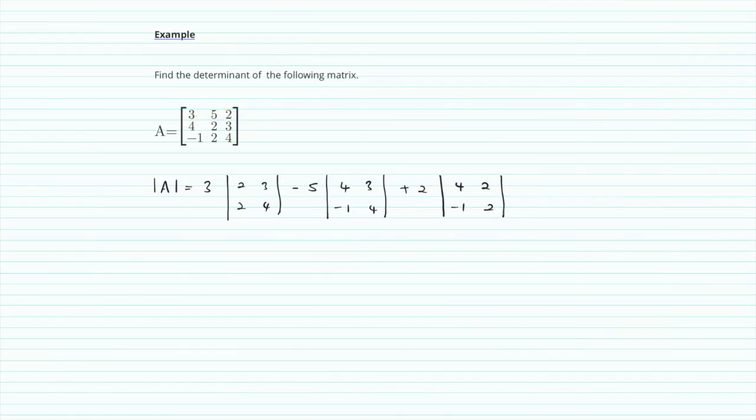Next, we just simplify the calculation by finding each of the cofactors. We have 3 times 4 times 2, which is 8, minus 3 times 2, which is 6, minus 5 times 4 times 4, that would be 16, minus negative 3, that would be plus 3, plus 2 times 4 times 2, that would be 8, minus negative 2, that would be plus 2.